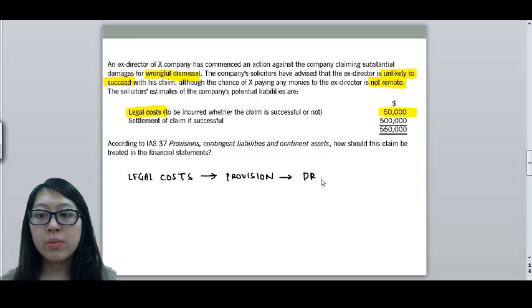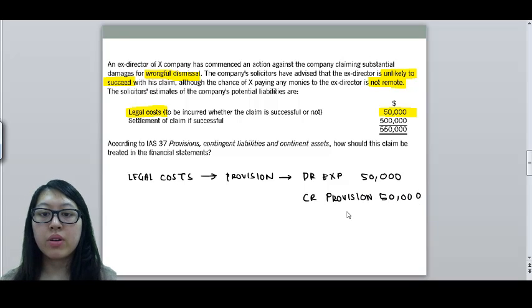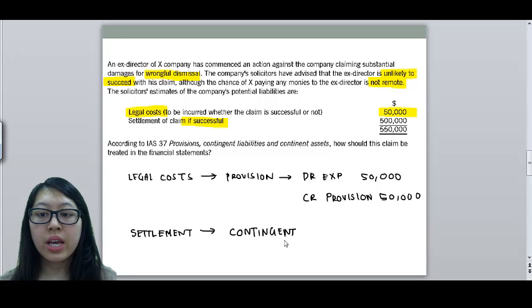So we're going to debit our expenses, $50,000, to our SOPL, and recognize a provision, $50,000 as well, in our statement of financial position. Now how about that settlement? It says that if successful, it's still an if, we're not quite sure yet. So this is a possible obligation. So if it is a possible obligation, we are going to disclose it as a contingent liability.